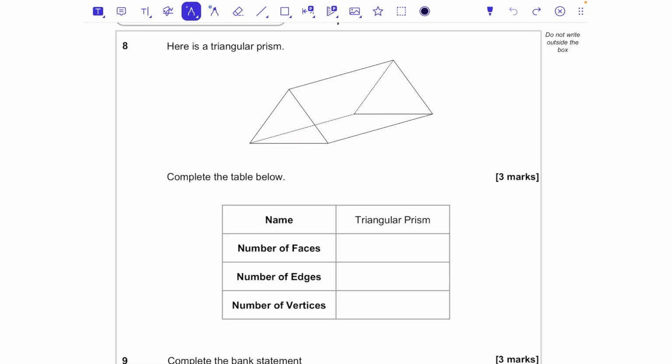Faces is 5. Number of edges, we've got 3 on the front, 3 on the back, and 3 connecting, so that's 9. And then the number of vertices, they are like the corners. I always think the V for vertice looks a bit like a point. So 1, 2, 3, 4, 5, 6 vertices.